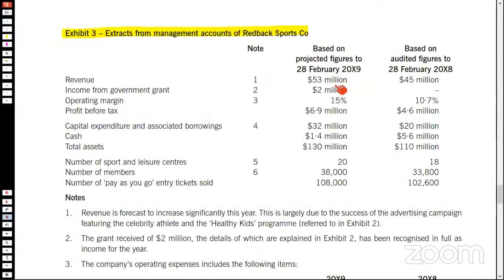Here you can see the revenue based on the projected figures at 28 Feb 2009, and based on audited figures at 28 Feb 2008. This is 45 million, this is 53 million. Now it says revenue is forecast to increase significantly this year. This is largely due to the success of the advertising campaign featuring the celebrity athlete, and the Healthy Kids program.